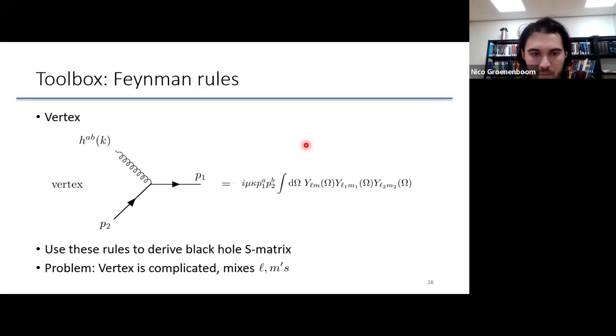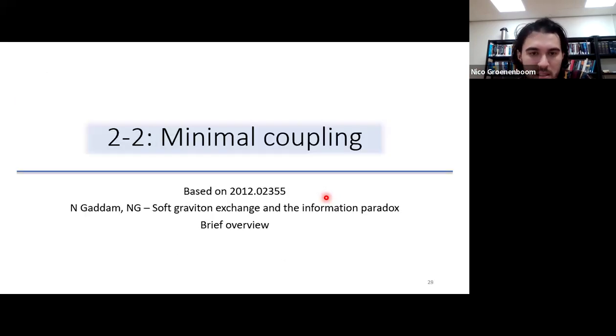And so now we want to use this set of Feynman rules to derive the S matrix and compare it to 't Hooft's. But the problem was that the vertex is very complicated. Namely, it mixes the different LMs, whereas we knew that 't Hooft's S matrix diagonalizes in the LMs. So in our initial calculation, we forcefully diagonalized the vertex in order to find the diagonalized S matrix. This is what we did in this paper, which we call the minimal coupling.